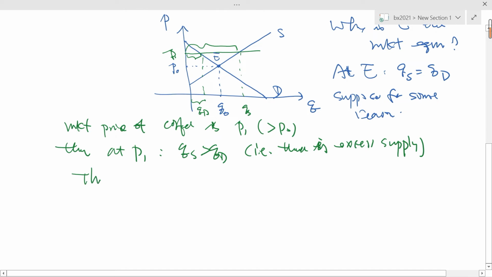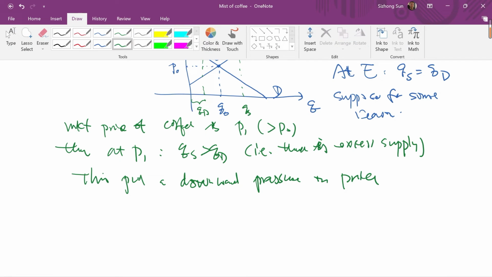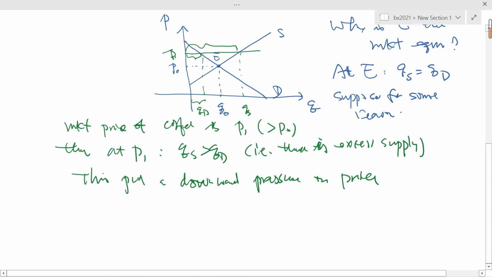So this put a downward pressure on price of the coffee, because now there are more supply than demand. So eventually the price will drop.